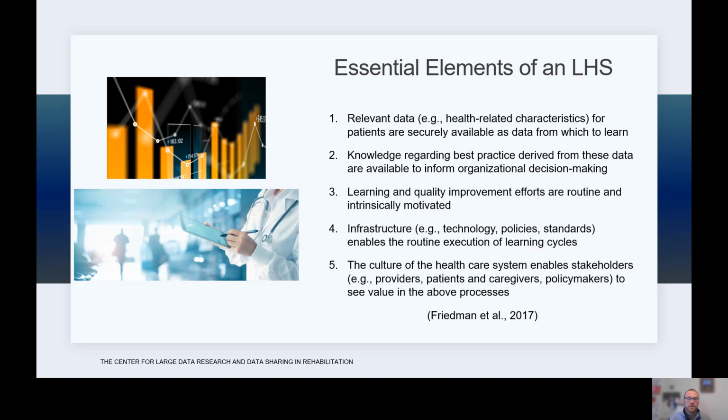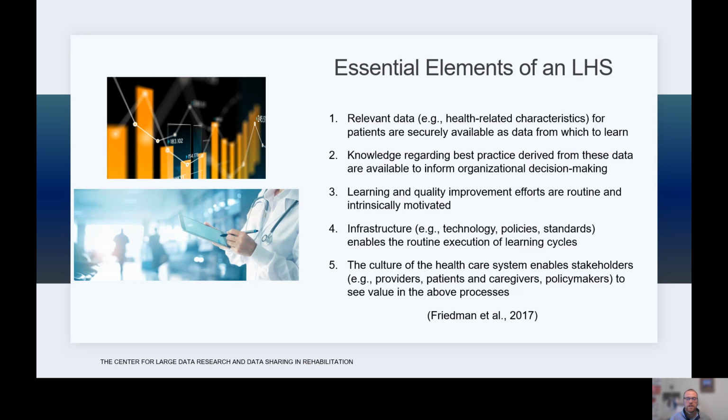What distinguishes a learning health system is these quality improvement efforts are just woven into the fabric of how the health system runs. They're engaged in not because they have to be engaged in, but because those involved in patient care see the value in engaging in those quality improvement efforts.